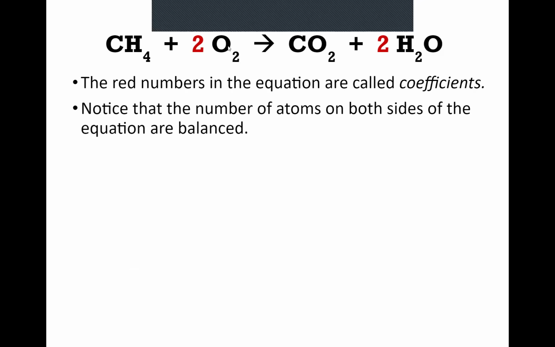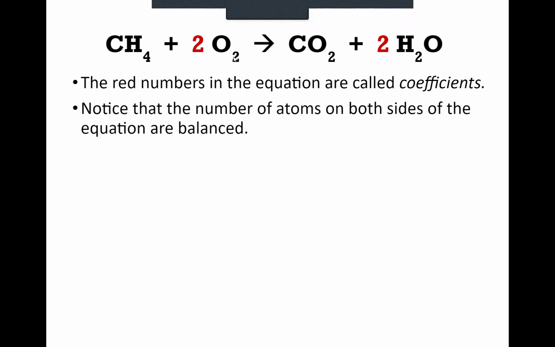That is, if we count up the total number of oxygens on the left side, we have 2 molecules of O2. That gives us a total of 4 oxygens on the left. And on the right side of the arrow, there's 2 oxygens from CO2, plus, because of the 2 H2O molecules, there's another 2 from H2O. That adds up to 4. The oxygens are balanced. What about the hydrogens?